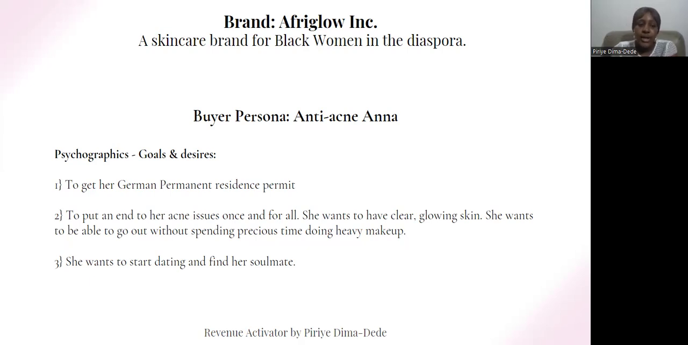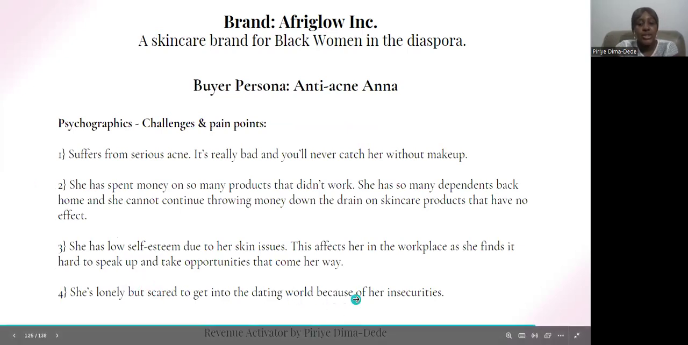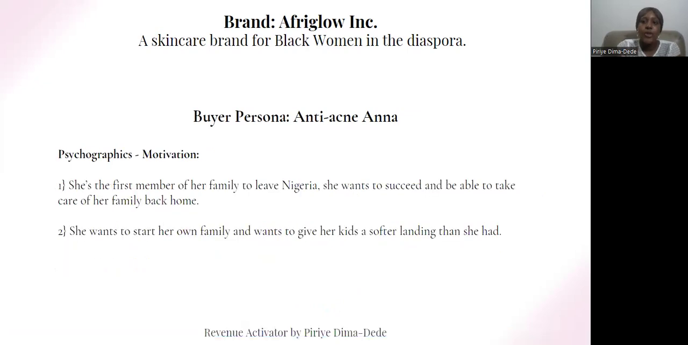Her third goal is that she wants to start dating and find her soulmate. Remember, a pain point of hers is that she's lonely but scared to get into the dating world because of her insecurities. Let's go over to her motivation. What motivates Anna to keep going, right? So what is her drive? Where does she get her drive from? Firstly, she's the first member of her family to leave Nigeria. So Anna is Nigerian, but she's living in Berlin now.